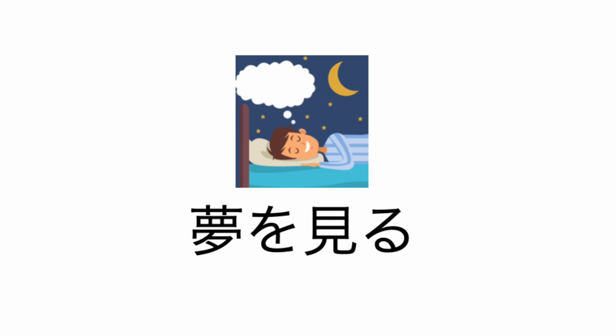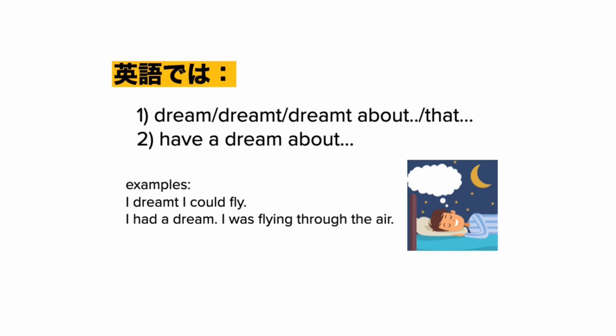Yume o miru, 英語 では. Dream, or 過去形 dreamt, 過去分詞 dreamt about, or dream or dreamt or dreamt that, or have a dream about. Example, I dreamt I could fly. I had a dream. I was flying through the air.